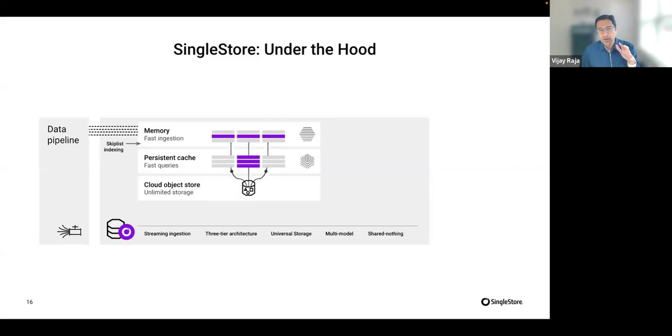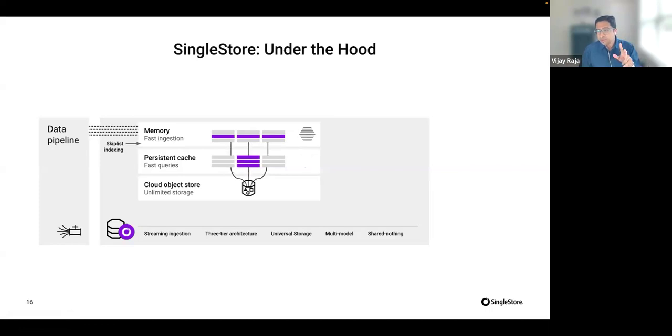Now, if you think about it, hot data lives in memory, warm data in the disk, and the cooler data in the object storage. And all this coordination and data movement happens under the covers without any manual intervention. And that's what delivers ultra-fast performance at scale while optimizing for cost.